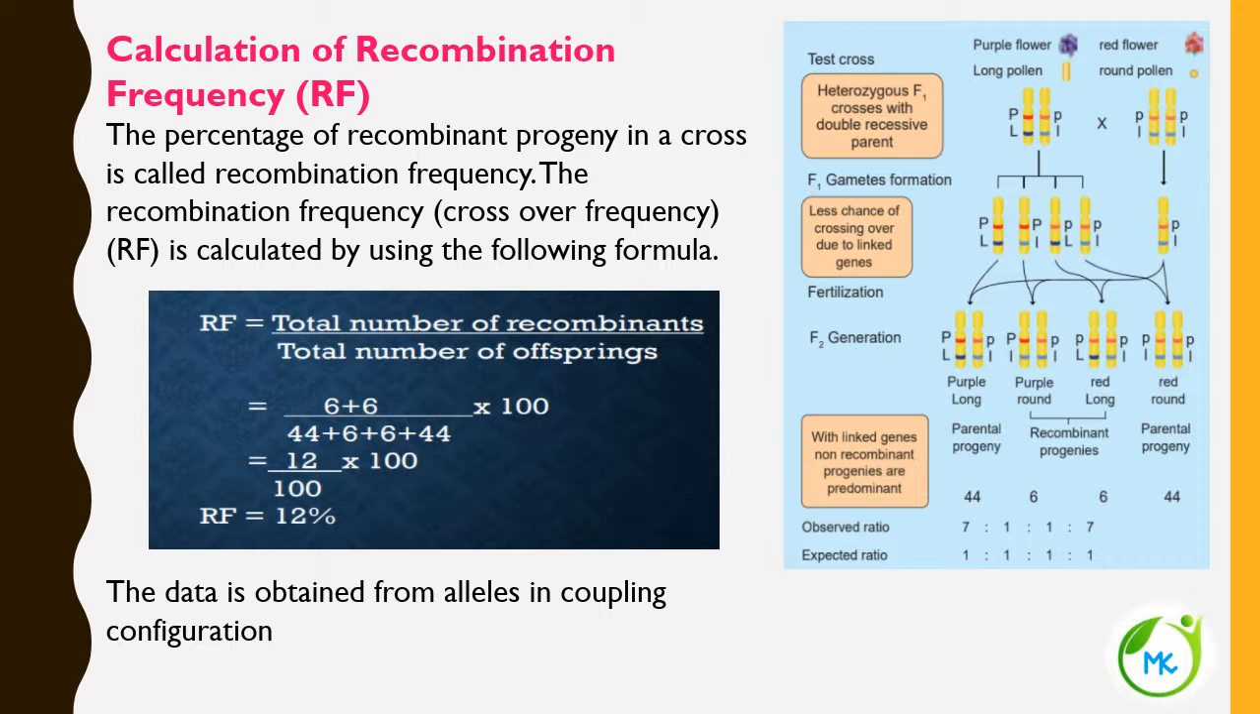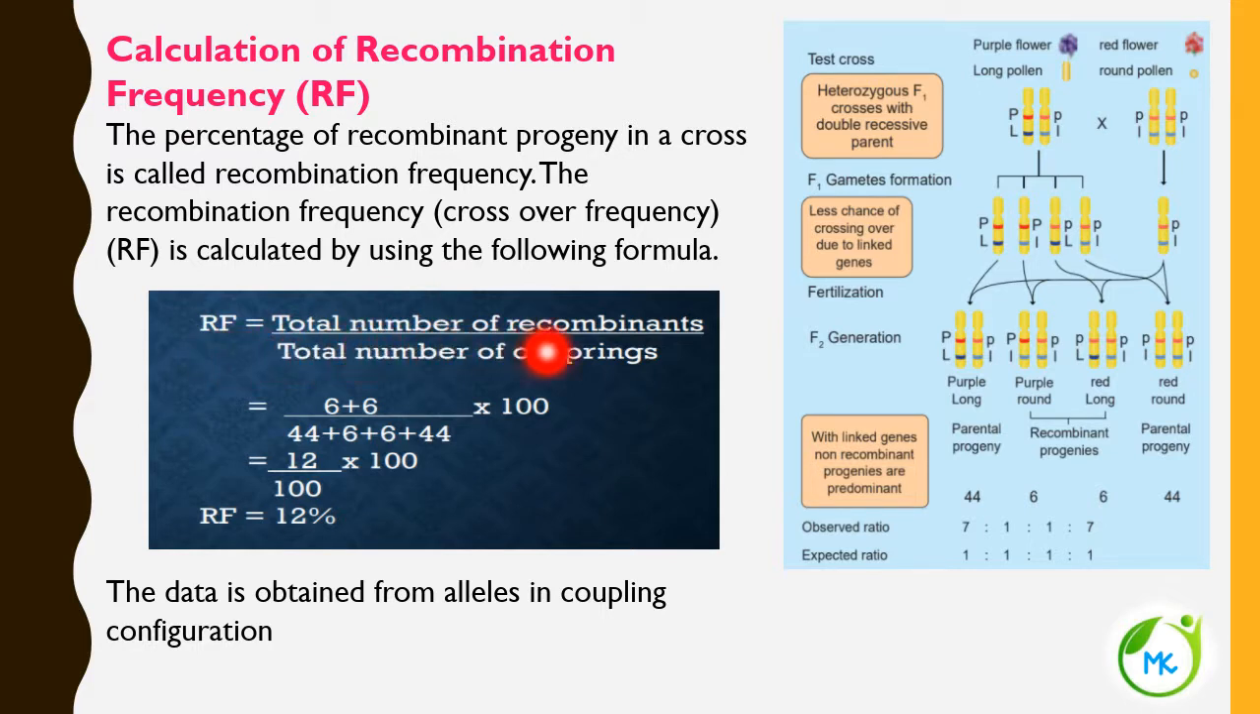And how to calculate the recombination frequency? What is the formula? The percentage of recombinant progeny in a cross is called recombination frequency, and it is denoted as RF. And how can the RF be calculated?